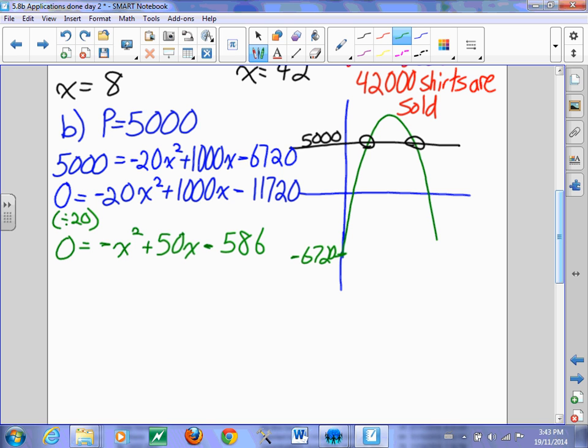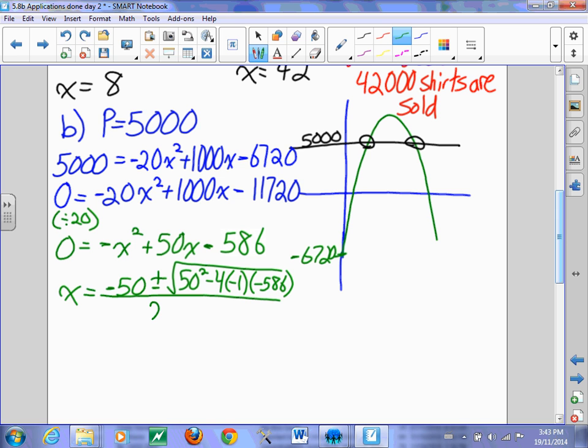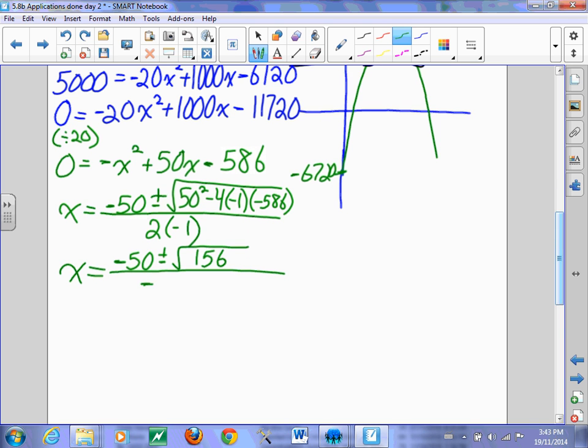Okay. Now that we've got a simplified quadratic, let's plug it into the formula. So x equals negative 50 plus or minus the square root of 50 squared minus 4 times a times c, and we divide it all by 2 times a. Okay. Plug her into the calculator, folks. So negative 50 plus or minus the square root of, plugging it in, hopefully you guys got 156. Okay, and if you're not practicing this, folks, you should be doing it to make sure you're getting the same answers. Okay.